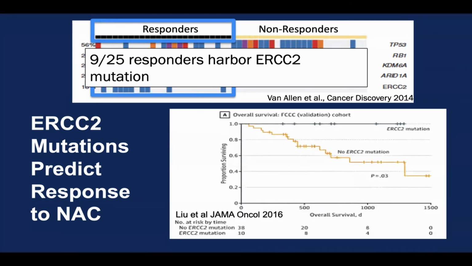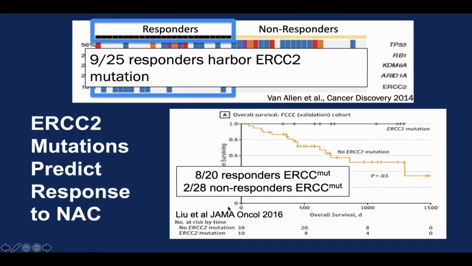And then there's a group from Fox Chase. They had a cohort of patients. You can see here 48 patients. 10 of them had ERCC2 mutations, and their survival was essentially 100%. So no patient with an ERCC2 mutation died within over 1,000 days, over 3 years. They did have a couple of non-responders with ERCC2 mutations, but they still did very well.